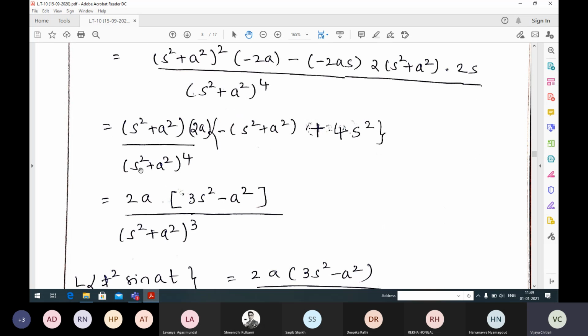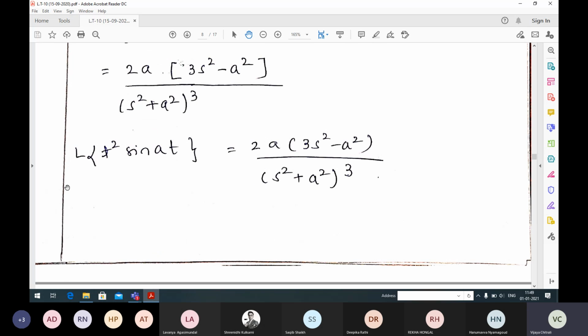Now one factor of s square plus a square cancels with the denominator. So we get 2a divided by s square plus a square raised to 3, times minus s square minus a square plus 4s square. 4s square minus s square is 3s square, minus a square. So the Laplace transform of t square sine at is equal to 2a times 3s square minus a square, divided by s square plus a square raised to 3. This is the required answer.